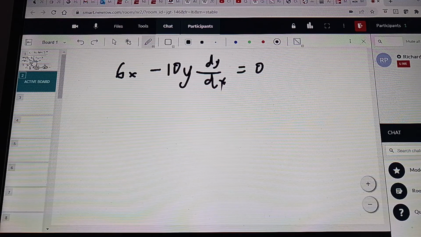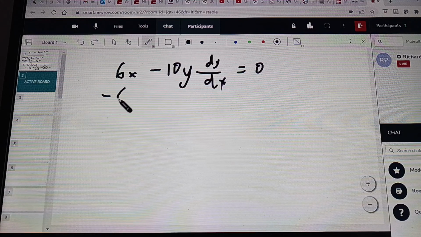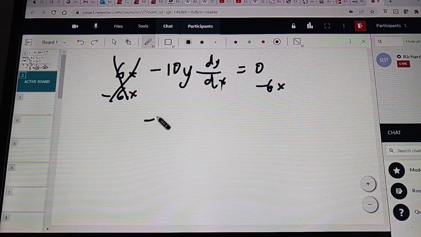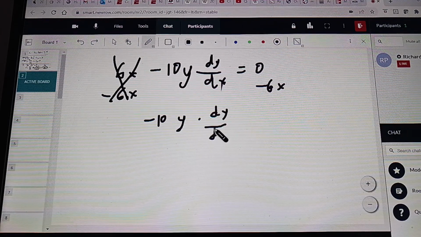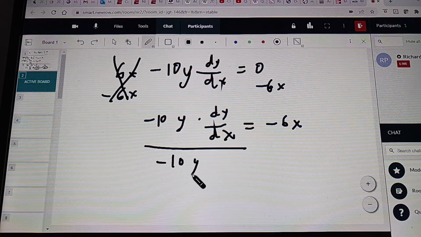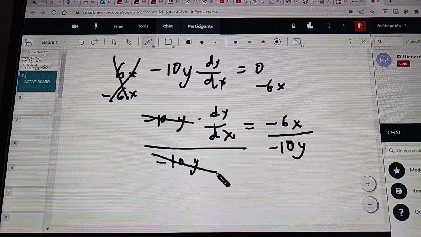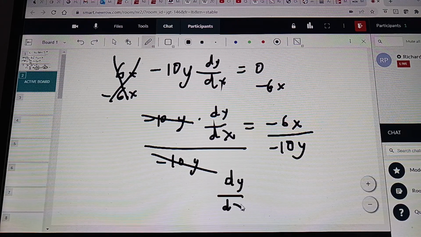And as soon as I get dy over dx by itself with algebra steps, then you're done. So I would just subtract 6x. Cancel this out. Negative 10y times dy over dx. 0 minus negative 6x is minus 6x. And then divide by negative 10y. There it is. dy over dx has been isolated on one side of the equation.